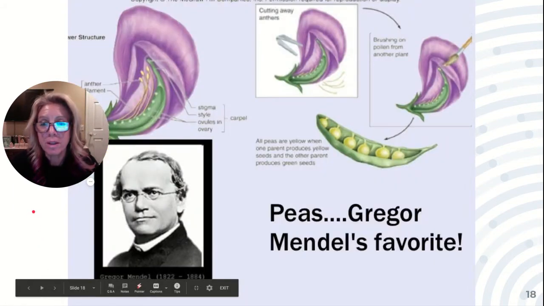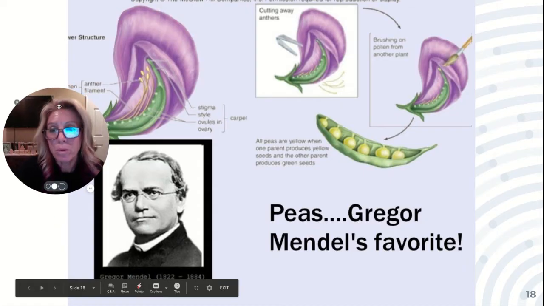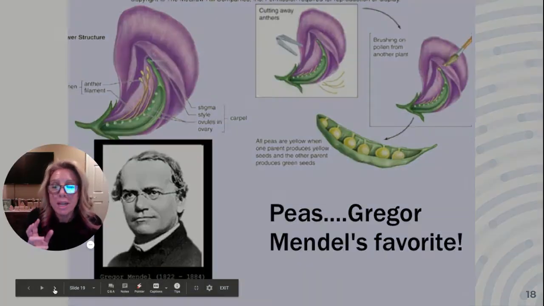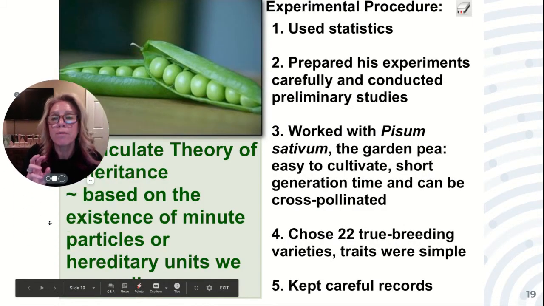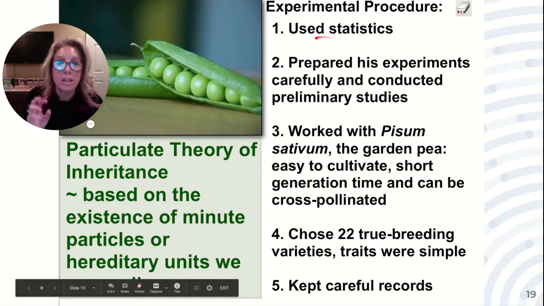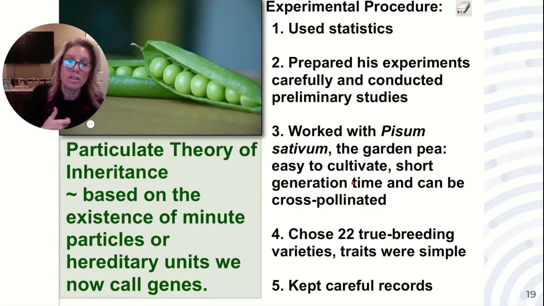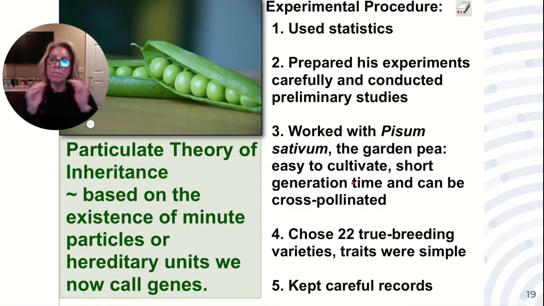So what did he do with this? He worked with peas. He worked with garden peas. He crossed them and crossed them and crossed them. And he crossed so many. He kept such careful records. He used statistics, which is why math is so important to science. He prepared his experiments carefully, conducted preliminary studies. He worked with the garden pea because it was so easy to cultivate. It had a short generation time, and he could cross-pollinate because they had both sexes, right?